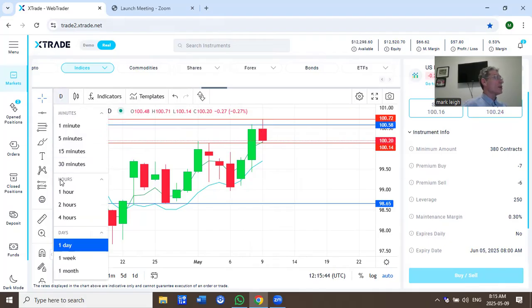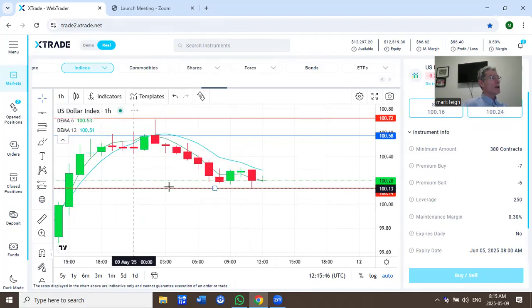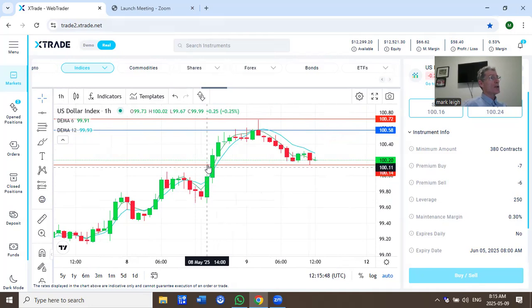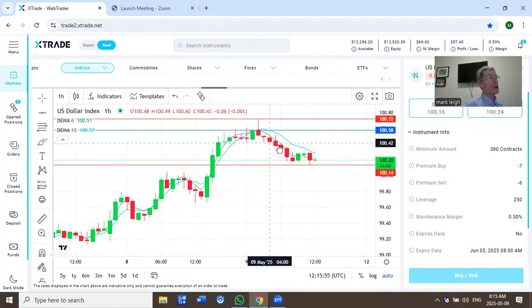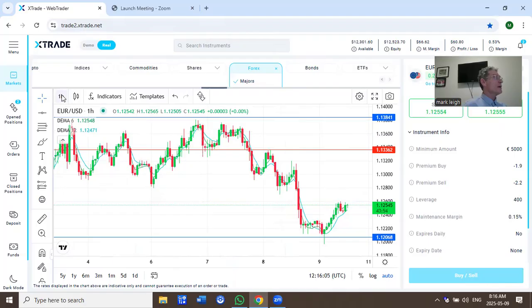If I zoom in on the hourly, you can see how the US dollar index did start today's trading day strong, but is now being sold off and hanging around that 100.14, which is now the intraday support level. Let's have a look at how the US majors are performing.